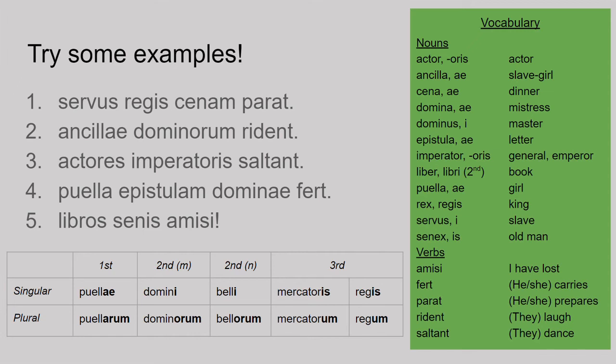Sentence 2, ancillae dominorum rident. The genitive here is dominorum, and it's plural, so it means of the masters. The slave girls of the masters laugh.